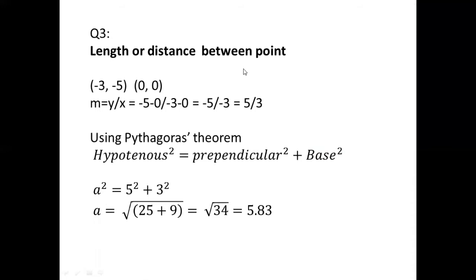Length or the distance between the points, here is 0, that is the origin, and this is another point. As you know, whenever we find the length, we find the slope first. When I find the slope, I will get minus 5 and minus 3. These minus and minus cancel, I will get 5 and 3. By using the Pythagoras theorem, I just put these numbers here, and I will get under root 34, that is equal to 5.83.